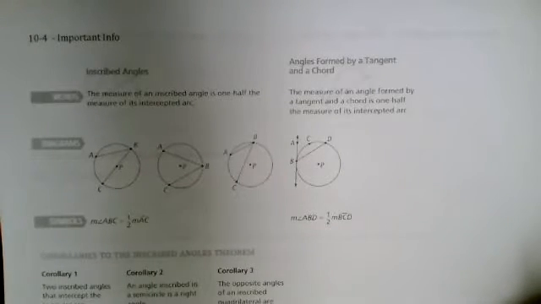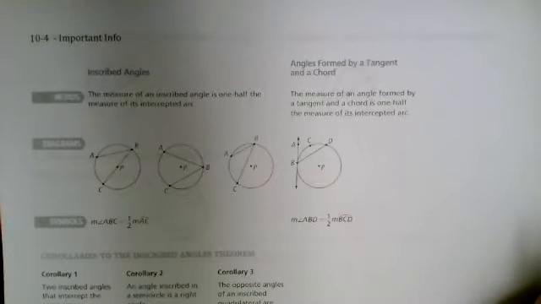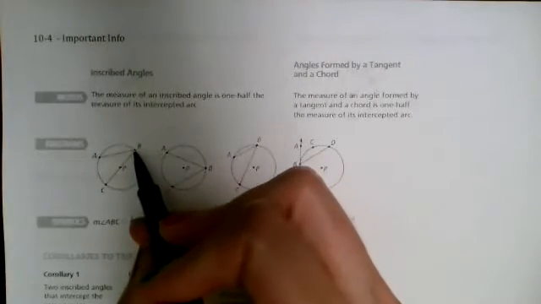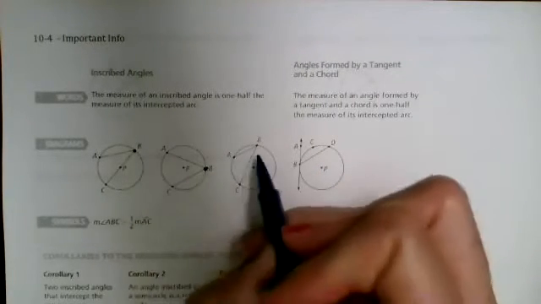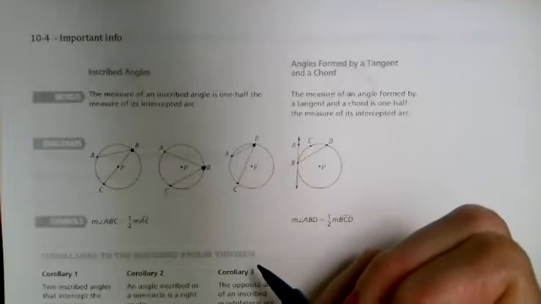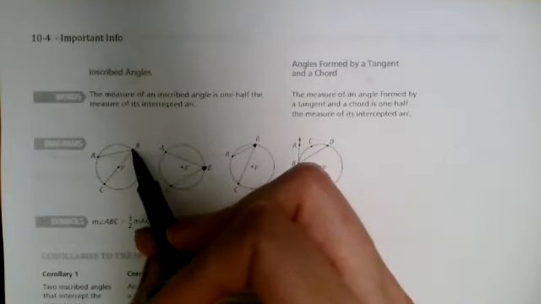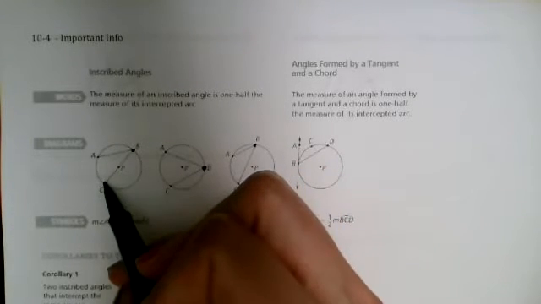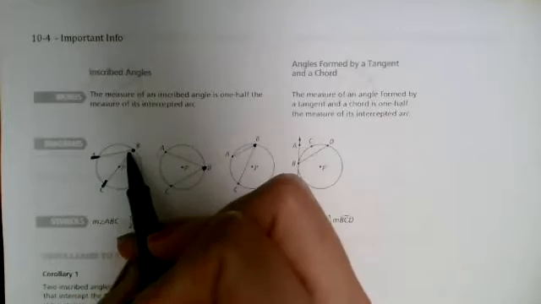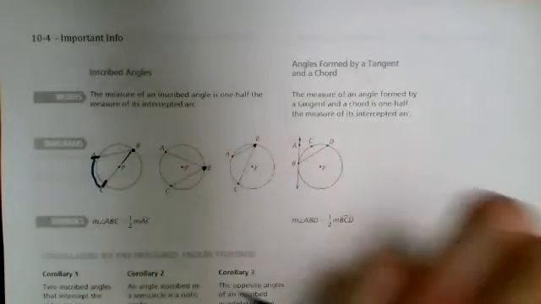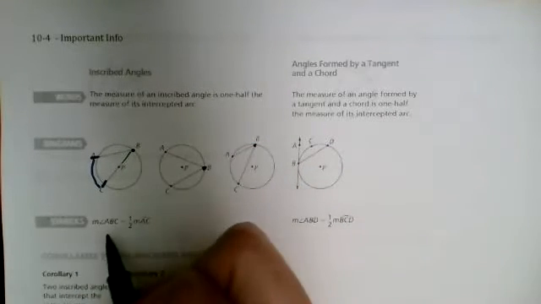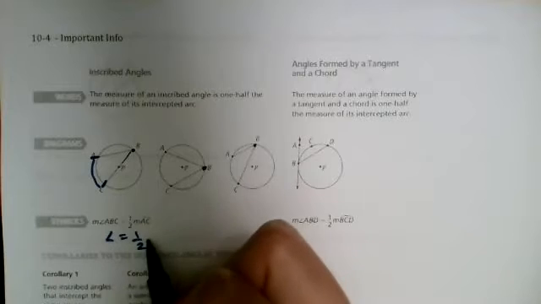Okay, students, the important info for 10.4 is on inscribed angles. If you have an inscribed angle, that's when the vertex is on the circle, like these three examples. The relationship between the inscribed angle and the arc that it intercepts, so the arc between where the angle sides are, the angle is half of the arc.